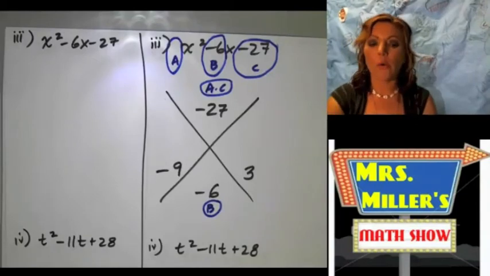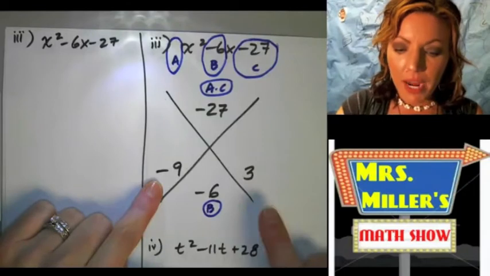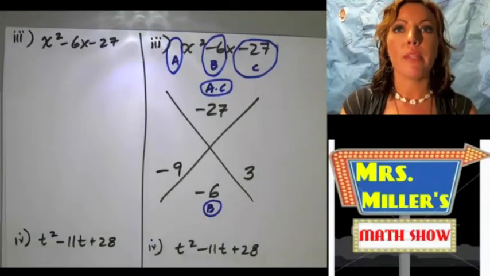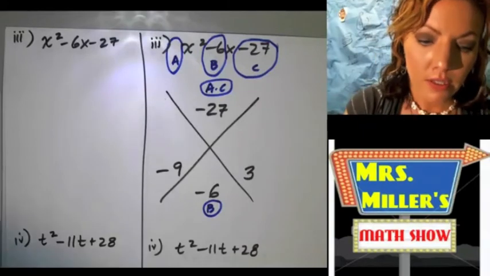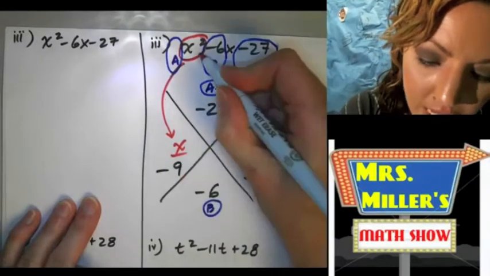Okay, so negative 9 times positive 3 is negative 27. Negative 9 plus 3 is negative 6, so it fits. What's the last step? Alan? One x on both sides.